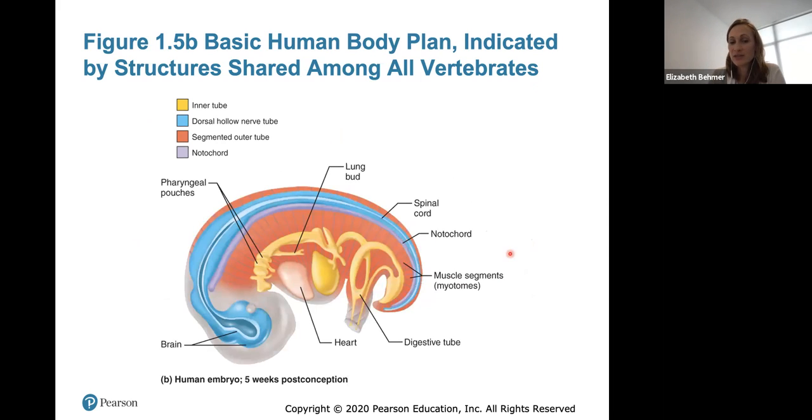Here's a look at a transverse section, or actually this is a look at a human embryo at 5 weeks post-conception. And you can see how everything is starting to form: the lung buds, the digestive tubes, the heart, the muscle segments, the notochord and the spinal cord, which will eventually make up the nervous system, and the brain.